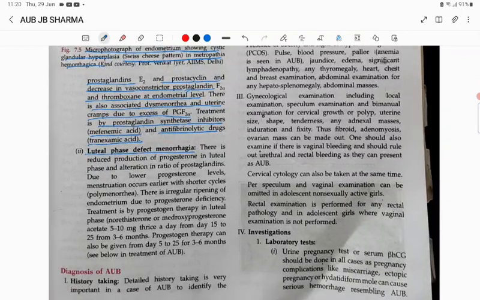In luteal phase defect menorrhagia, there is reduced production of progesterone in the luteal phase and alteration in the ratio of prostaglandins. Due to lower progesterone level, menstruation occurs earlier with a shorter cycle, polymenorrhea, and there is irregular ripening of the endometrium due to progesterone deficiency. Treatment is by progesterone therapy in the luteal phase: norethisterone or medroxyprogesterone acetate 5 to 10 mg thrice a day from day 15 to day 25 for 3 to 6 months.